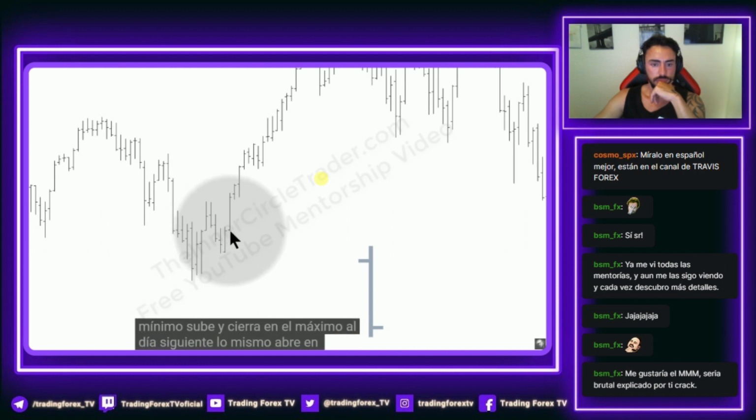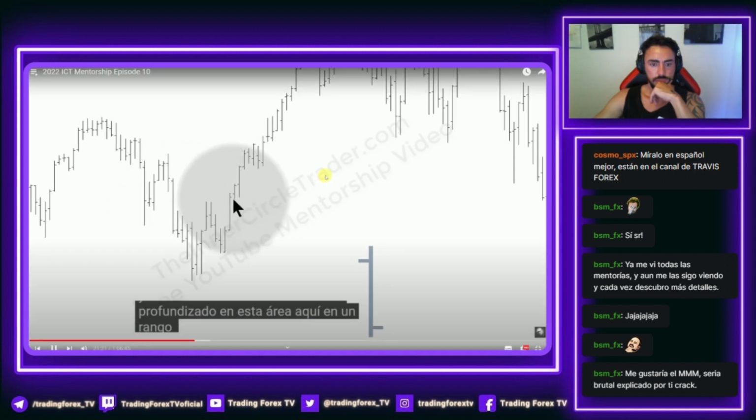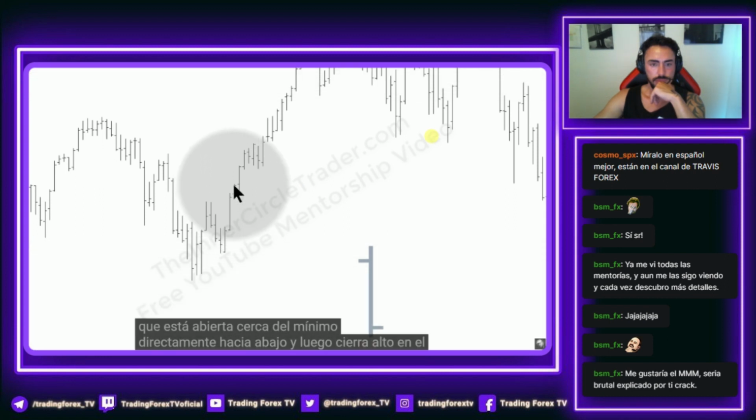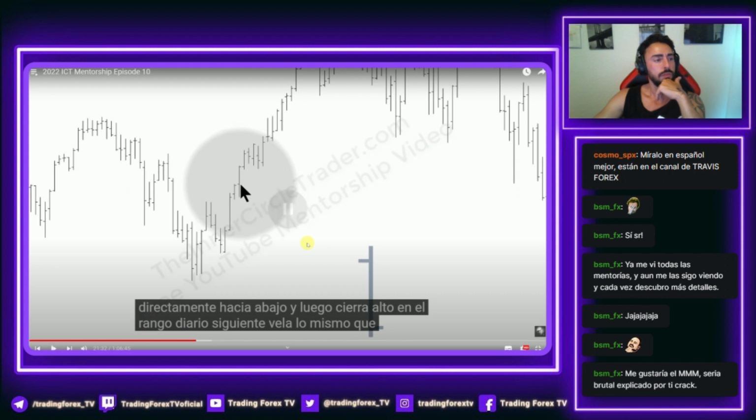The next day, same thing. Opens on the low, rallies, and closes on the high. Now we've gone deeper into this area here, in a small little range, but it's still the same function of Power 3. Accumulation, which is open near the low, trade down, and then close high on the daily range. Next candle, same thing.